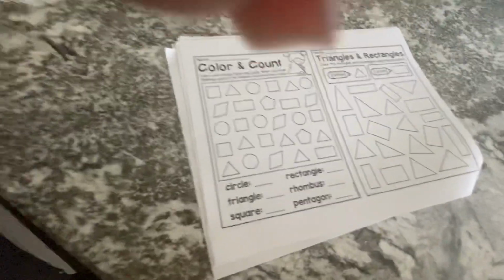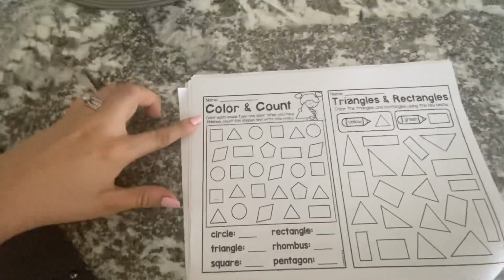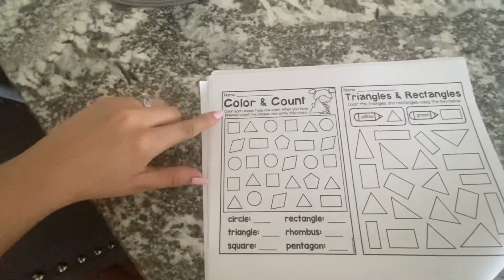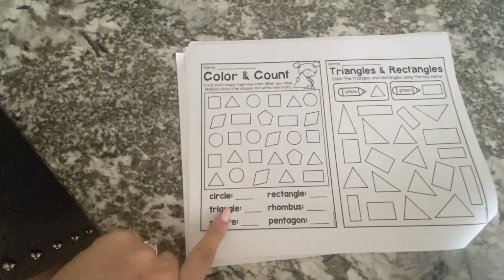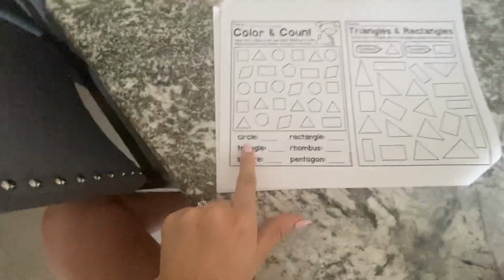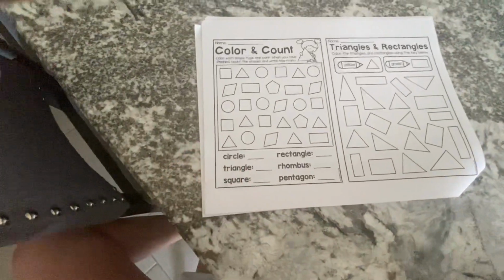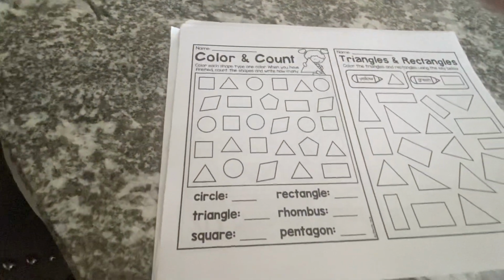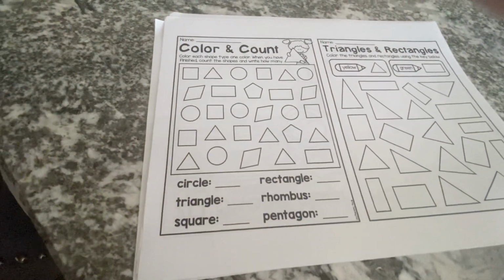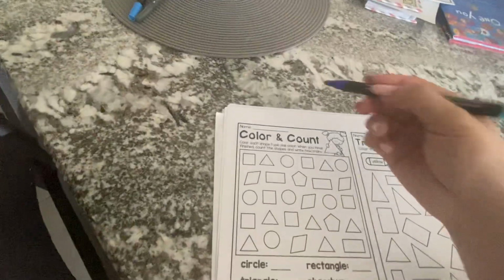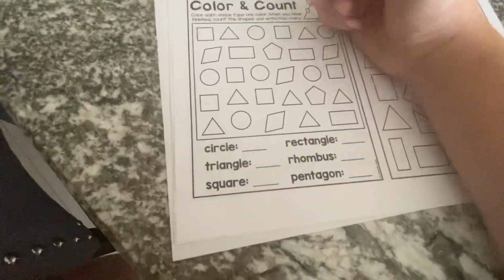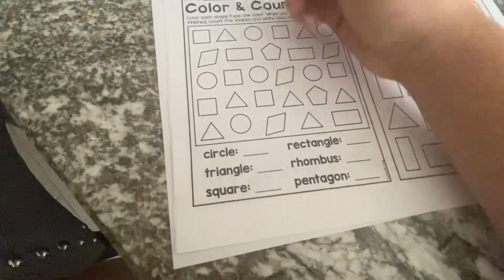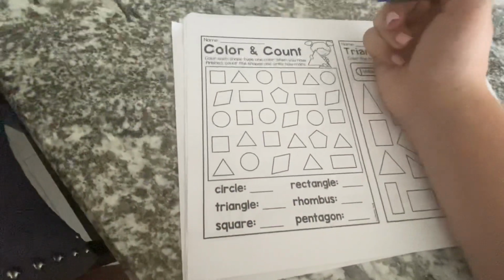So on our color and count page, it says color each shape, type one color. When you have finished, count the shapes and write how many shapes there are, okay? So our first shape here, it says circle. So what you guys are going to do is you're going to grab a pencil, a marker, a crayon, anything you have handy, and you are going to count them out, okay? One way you could do this to make it easier, you could just go ahead and color them in, or you can number them, okay? So I'm gonna go ahead and number them.